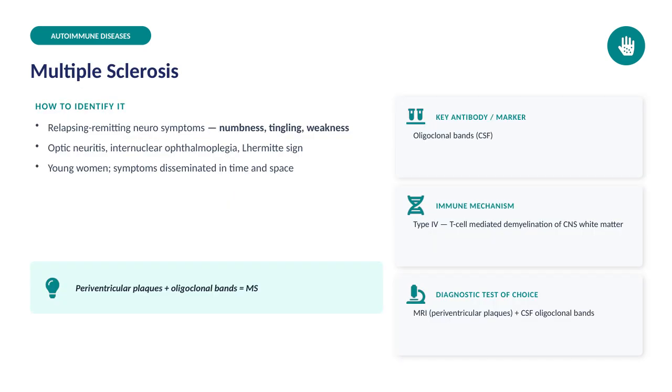Multiple sclerosis typically presents with relapsing and remitting neurological symptoms such as numbness, tingling, and weakness. You might also see signs like optic neuritis, which affects vision, internuclear ophthalmoplegia impacting eye movement, or the Lhermitte sign, a sensation of electric shocks down the spine with neck flexion.